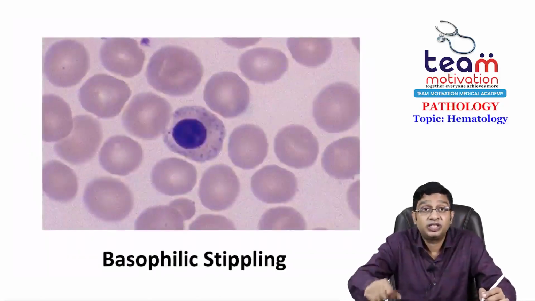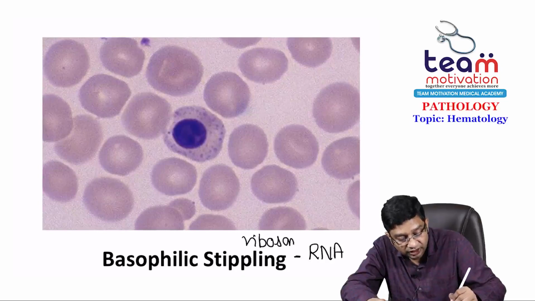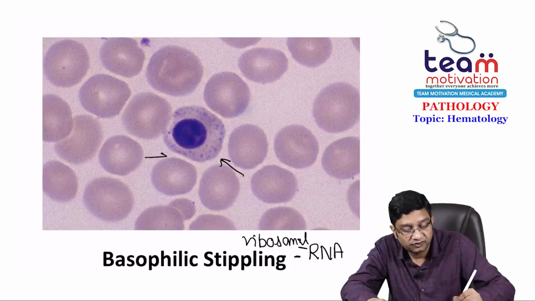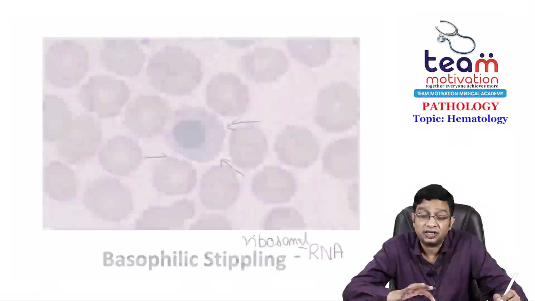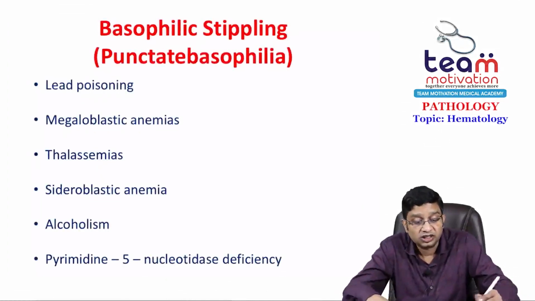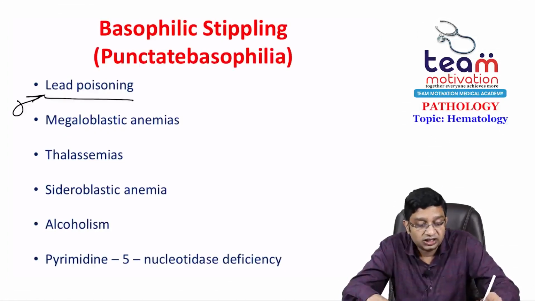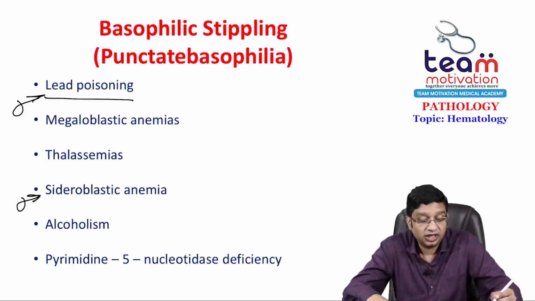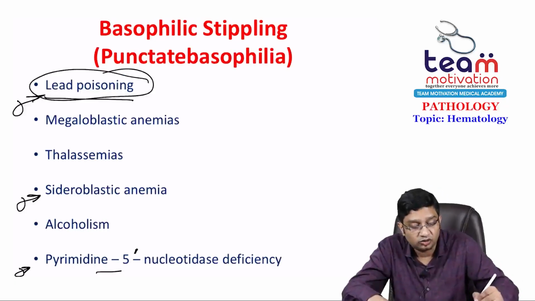Then there is basophilic stippling. This basophilic stippling is formed of ribosomal RNA. In the center we are showing basophilic stippling. Now where can it be particularly seen? The important ones you need to remember are lead poisoning, sideroblastic anemia, and pyrimidine 5' nucleotidase deficiency. These are the three common ones which you need to remember.